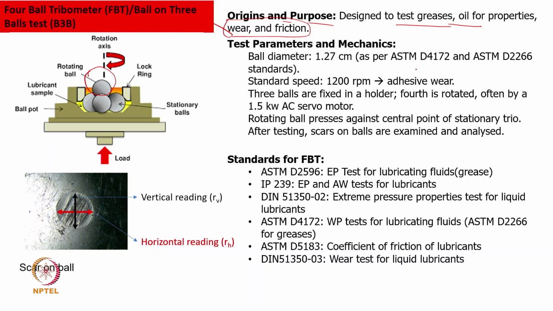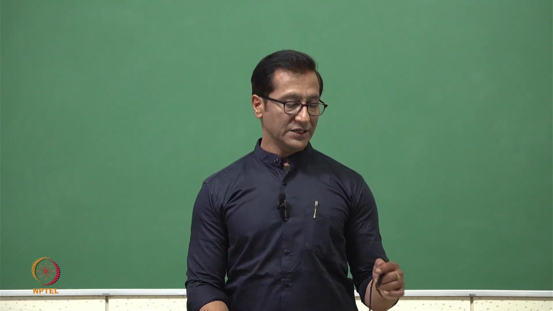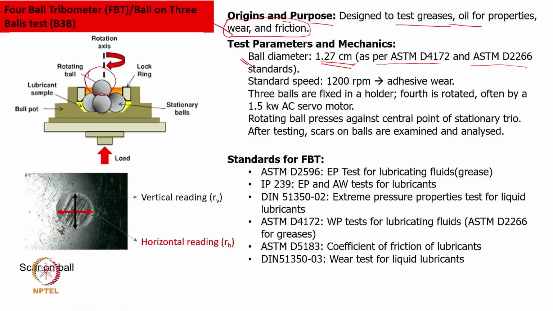Here, whatever the standard has given, these balls are available in the market. That means the ball specimens are already available. The reason being, we are not testing the ball material, we are testing only the lubricant for this purpose. So for lubricant testing, I believe the 4-ball tester is one of the best pieces of equipment available, and low cost.